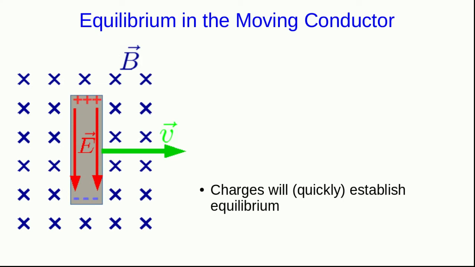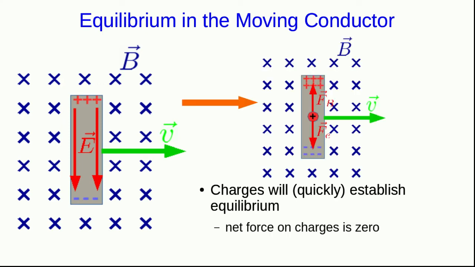These charges moving around in the rod and establishing a charge separation are going to quickly come to equilibrium, because as they move and the charge separation occurs, there is now an electric field inside the rod because of that separation of charge. And note, we've already established the magnetic force on these charges is up. The electric force on these charges will be in the direction of the E field, down. And so, rather quickly, equilibrium is reestablished when the net force on the charges is 0.